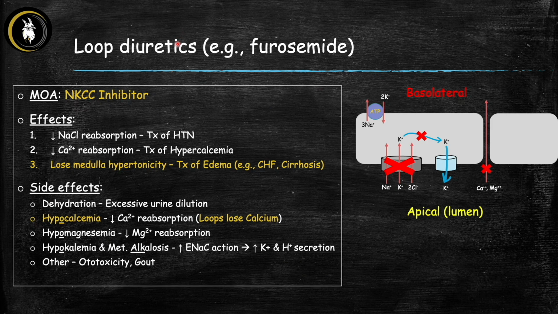All right, so now let's talk about these loop diuretics. The main drug here is furosemide, otherwise known as Lasix. Their mechanism of action is that they're NKCC inhibitors, so they're going to inhibit NaCl reabsorption, and therefore they're useful in treatment of hypertension.